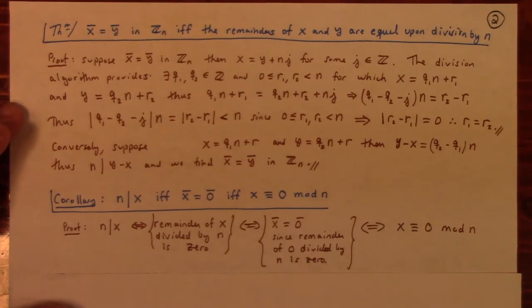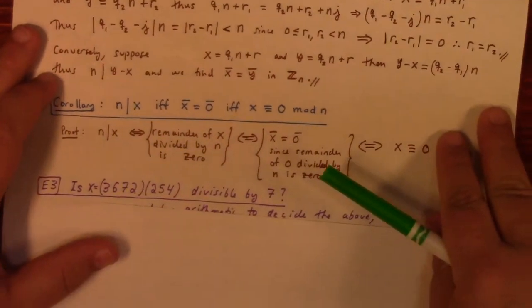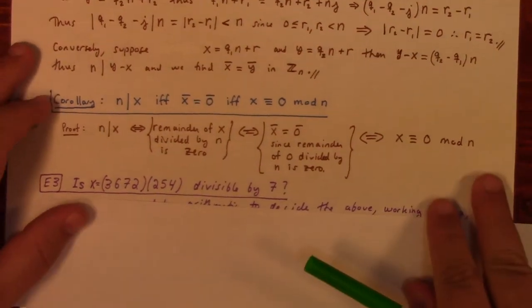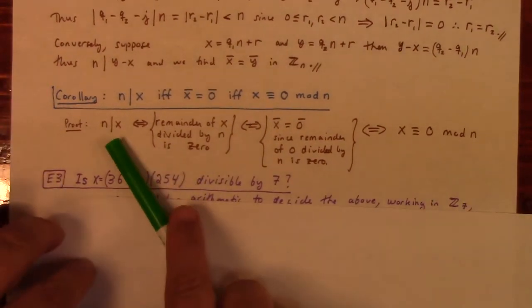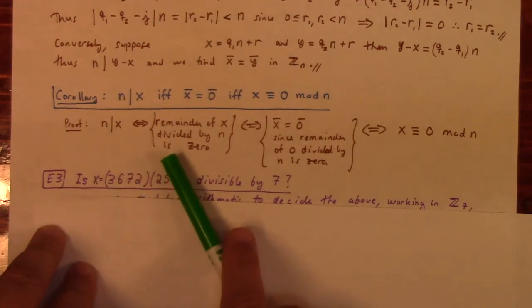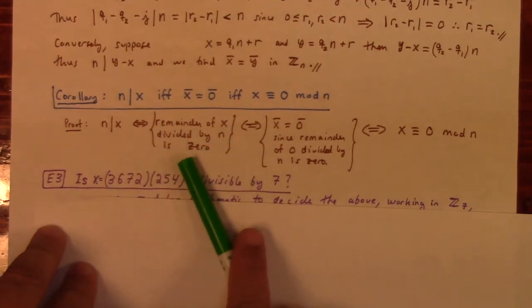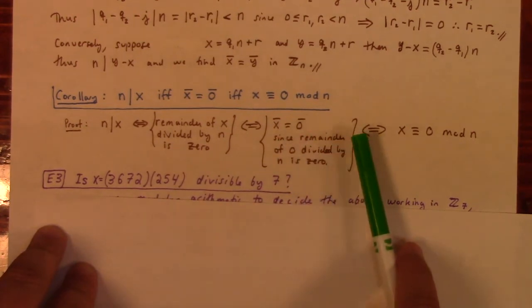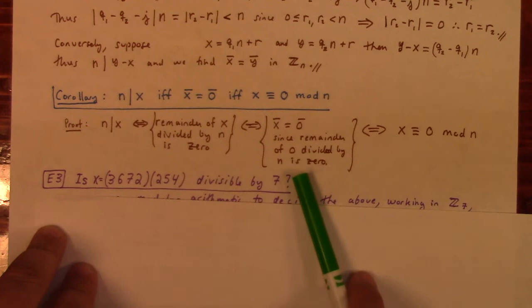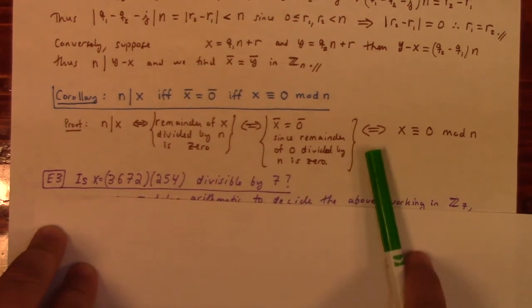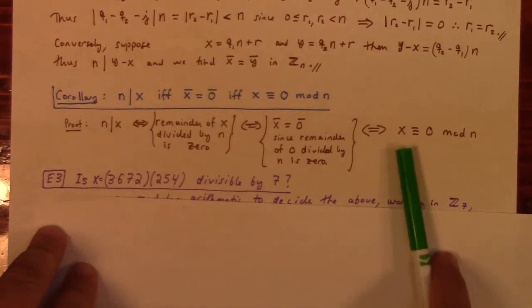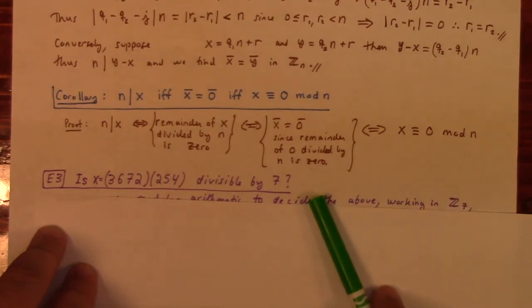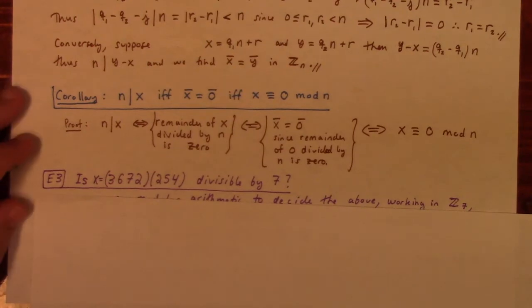It's not especially exciting. I got a sticky note that's getting in my way here. All right, there we go. So n divides x means the remainder of x divided by n is 0, which means that x bar is equal to 0 bar since the remainder of 0 divided by n is 0, using the theorem we just proved. Which is true if and only if x is congruent to 0 mod n. All right, so anyway, there you have it.